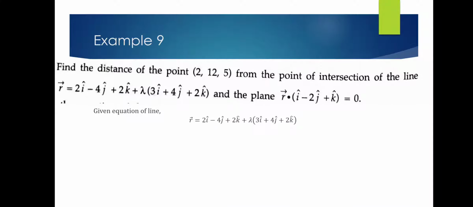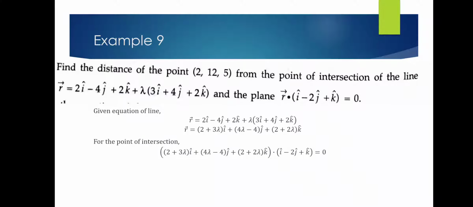Let me quickly run you through the way of finding the point of intersection, which is something we did in the last problem itself. First I need to find the general coordinates of the points on the line and then put that into the equation of the plane to satisfy it, and from there find the value of lambda. So the value of lambda becomes 4.